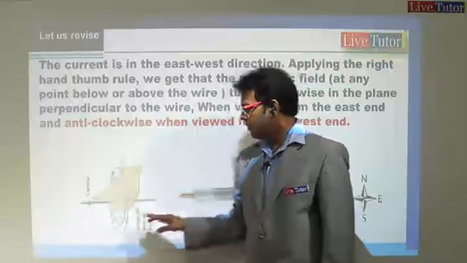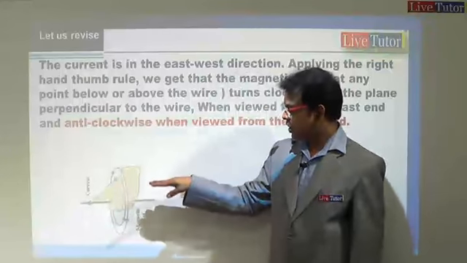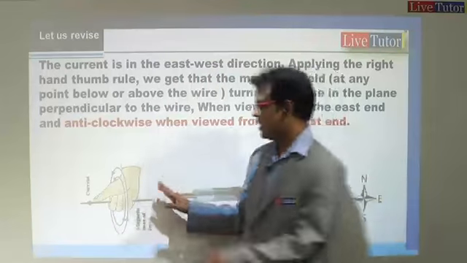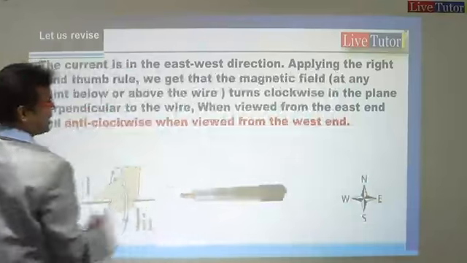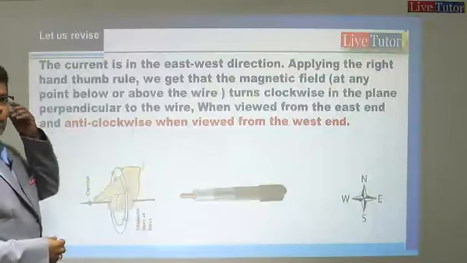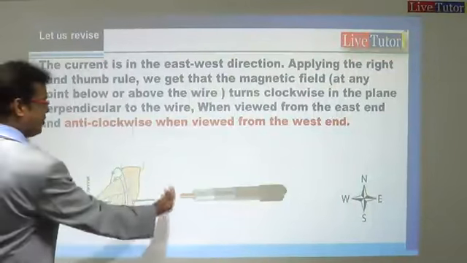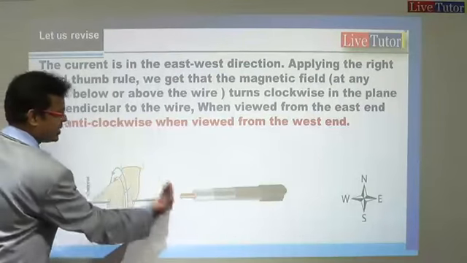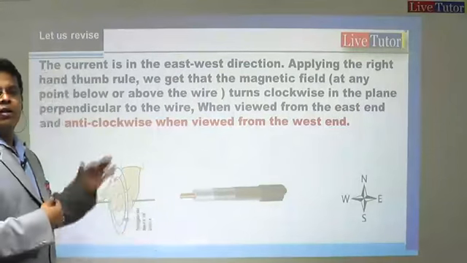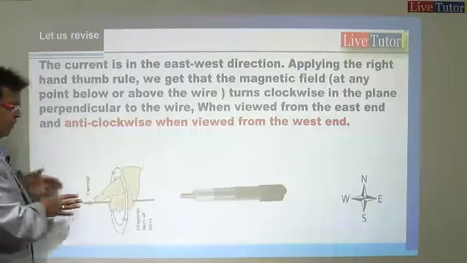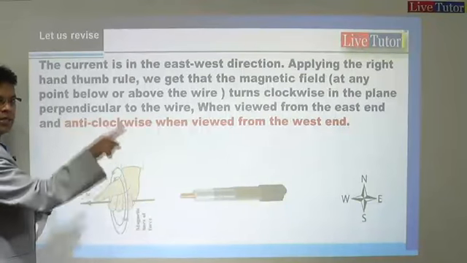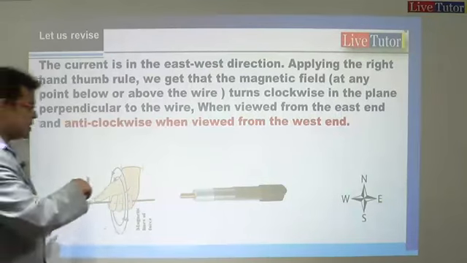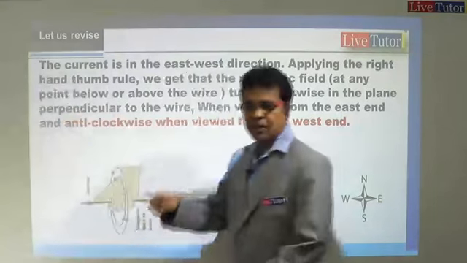So viewed from the east direction, or viewed from one direction, or we can say viewed from your left side, it looks like anti-clockwise. Viewed from the east side, what will happen? It will be on the other side. Suppose I am viewing from this side, what will happen? It may look like this one. This is anti-clockwise, and here it is clockwise.